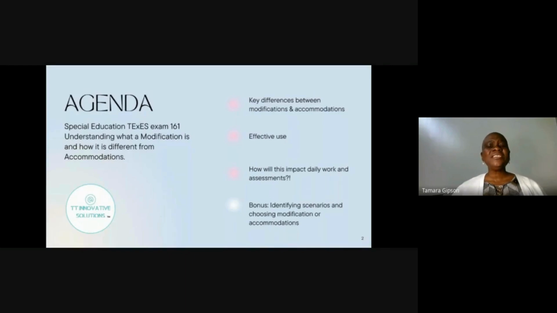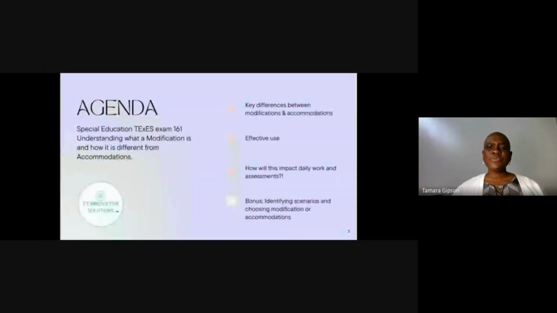Our agenda is for us to understand what a modification is and how it's different from accommodations. As noted on the key points that we're going to discuss, we're really going to dive into the difference between the two, effective uses, how it impacts their daily work and their assignments, and then toward the end, I'm going to give you a few scenarios to help you test your understanding and to make sure that you know the difference between the two.